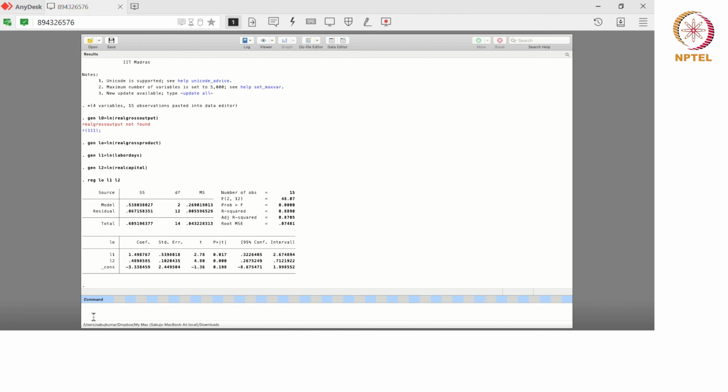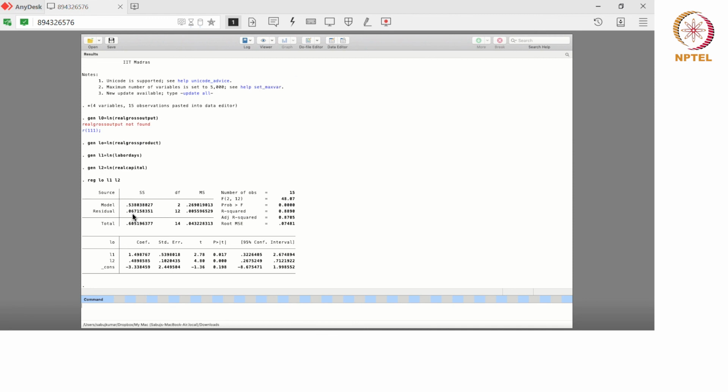From here, you have to collect your RSS. Look at the residual sum of squares, which is 0.0671. This you have to collect. It is RSS UR, because I have not yet put any restriction in the model, which is why it is called RSS unrestricted, 0.0671.